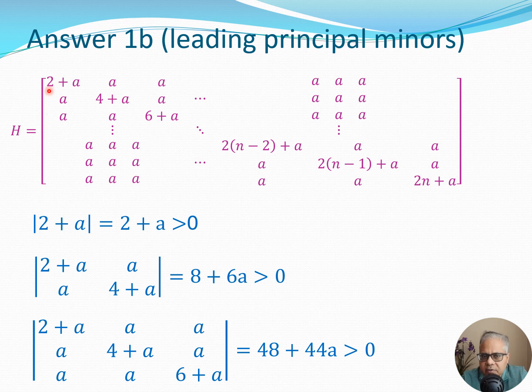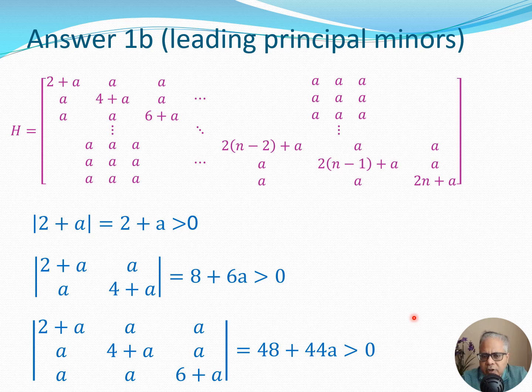The first leading principal minor is this term, 2 plus a. I take the determinant of 2 plus a, which is simply 2 plus a, and this is of course greater than 0 because a is greater than 0. Now I look at the second leading principal minor. I get 2 plus a, 4 plus a. That's this determinant here. I can expand this determinant out and I get 8 plus 6a. Again, this is greater than 0. Now I take the third leading principal minor, which is this determinant here, and again I get 48 plus 44a, which is greater than 0.